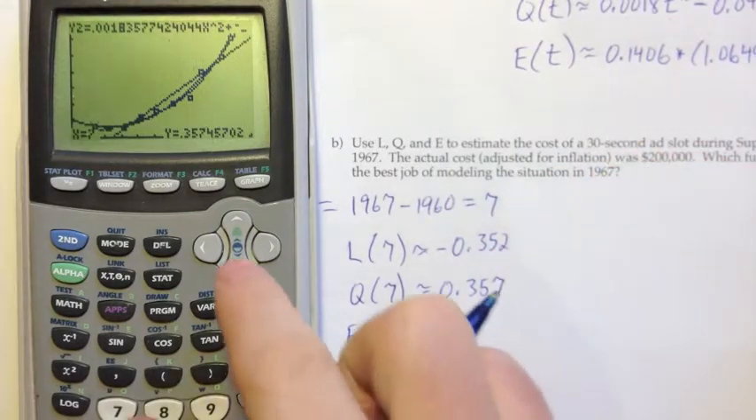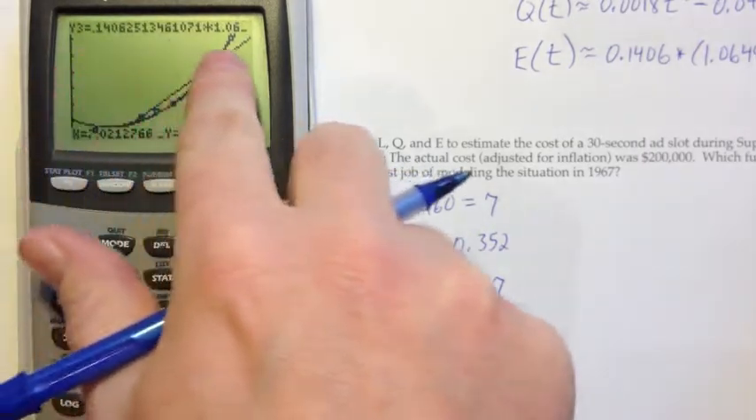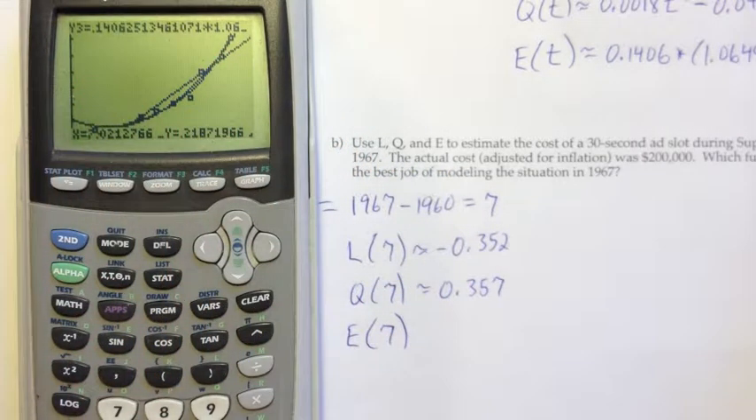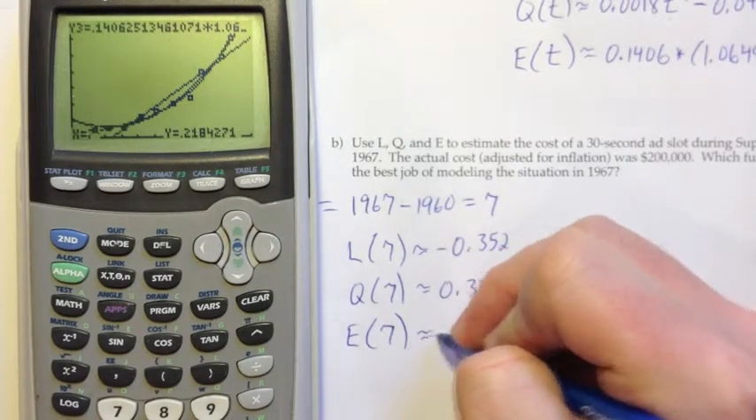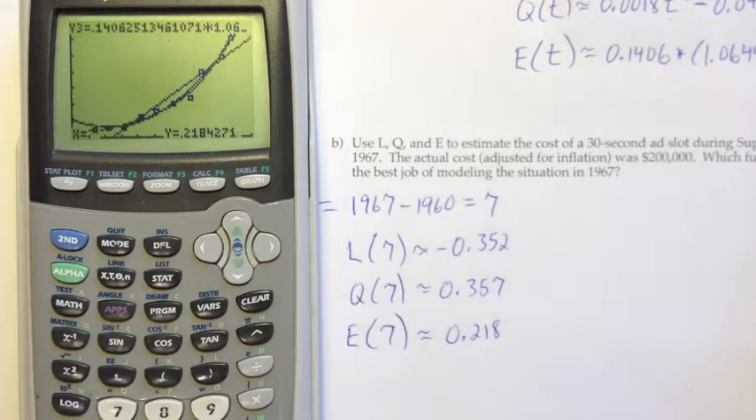And then finally for the exponential, let me hit trace again and switch over to Y3, which is my exponential graph. Enter in the 7, press enter, and it'll plug into that one. And I get about 218 for that. So if I think about, alright, what is it predicting?